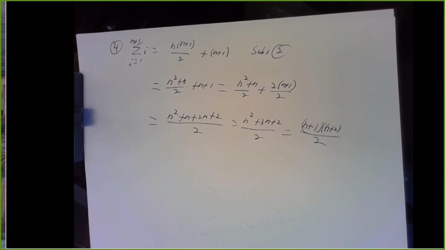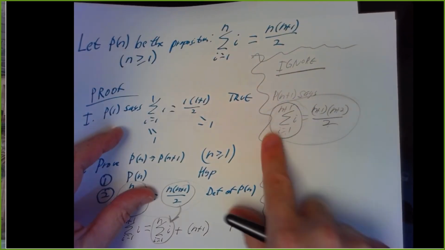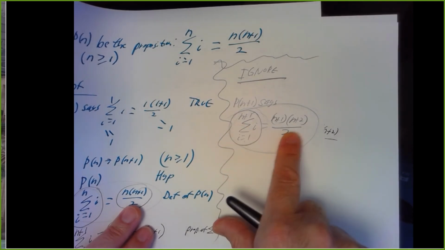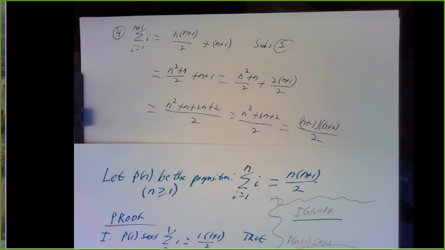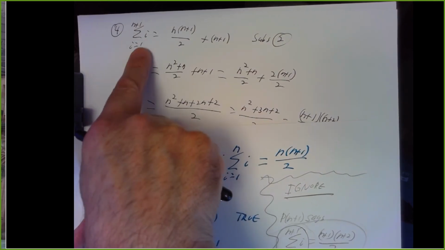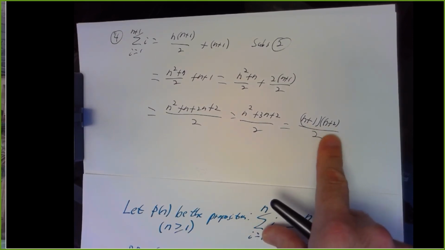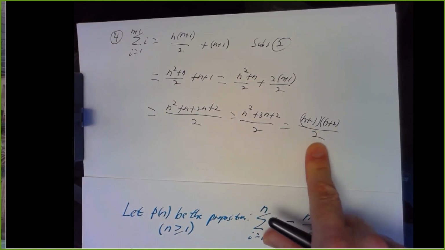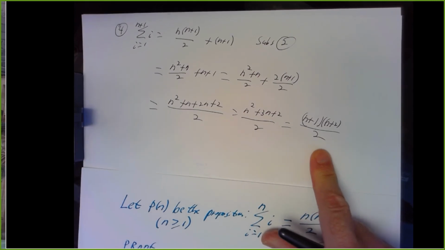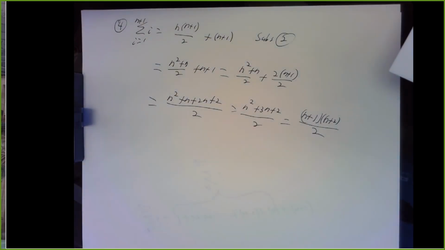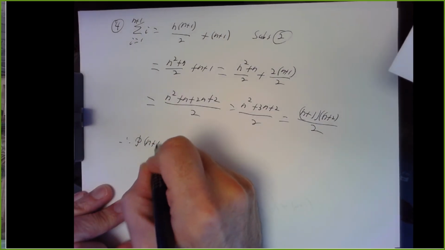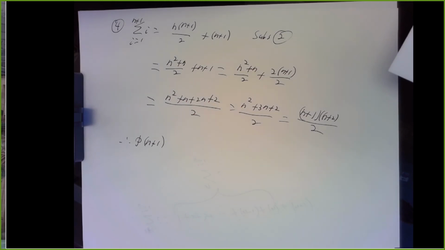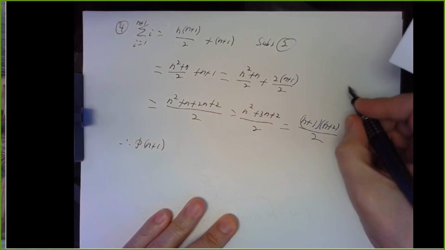And why did I get excited when I started doing that? Because in my ignore section I knew I was trying to get to showing that this sum's equal to that expression. And guess what? That's what we just did. We just showed that the sum from i equals 1 to n plus 1 of i is equal to n plus 1 times n plus 2 over 2. And that equality is P of n plus 1. So the reason for all of this was algebra.